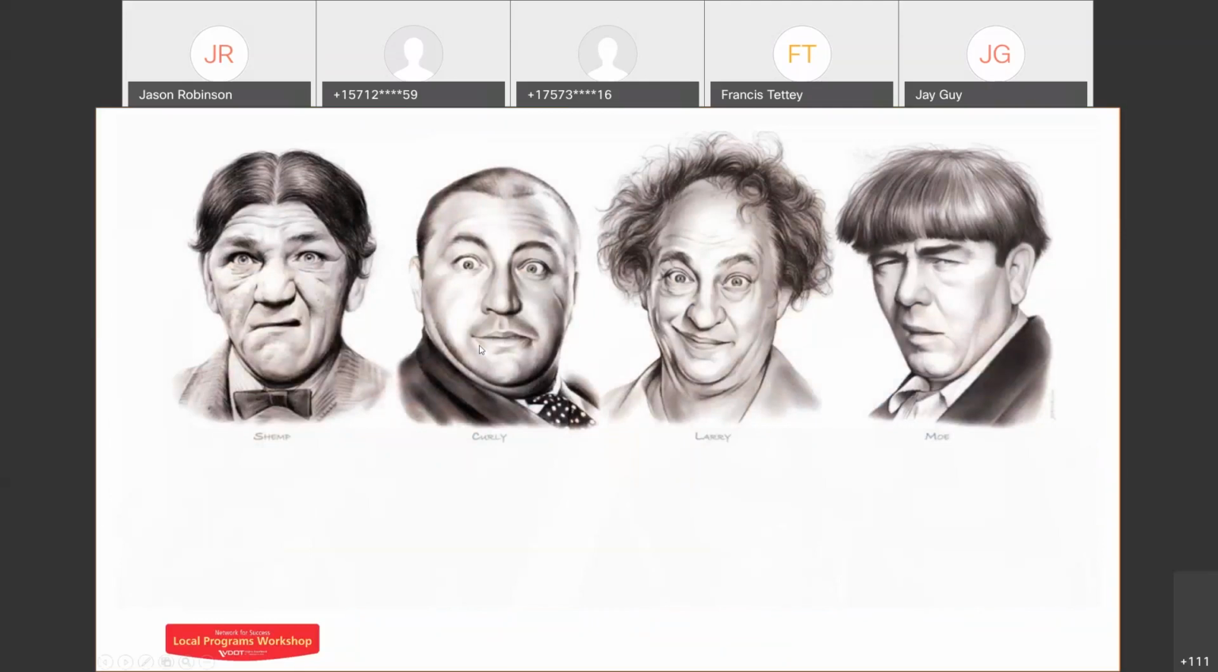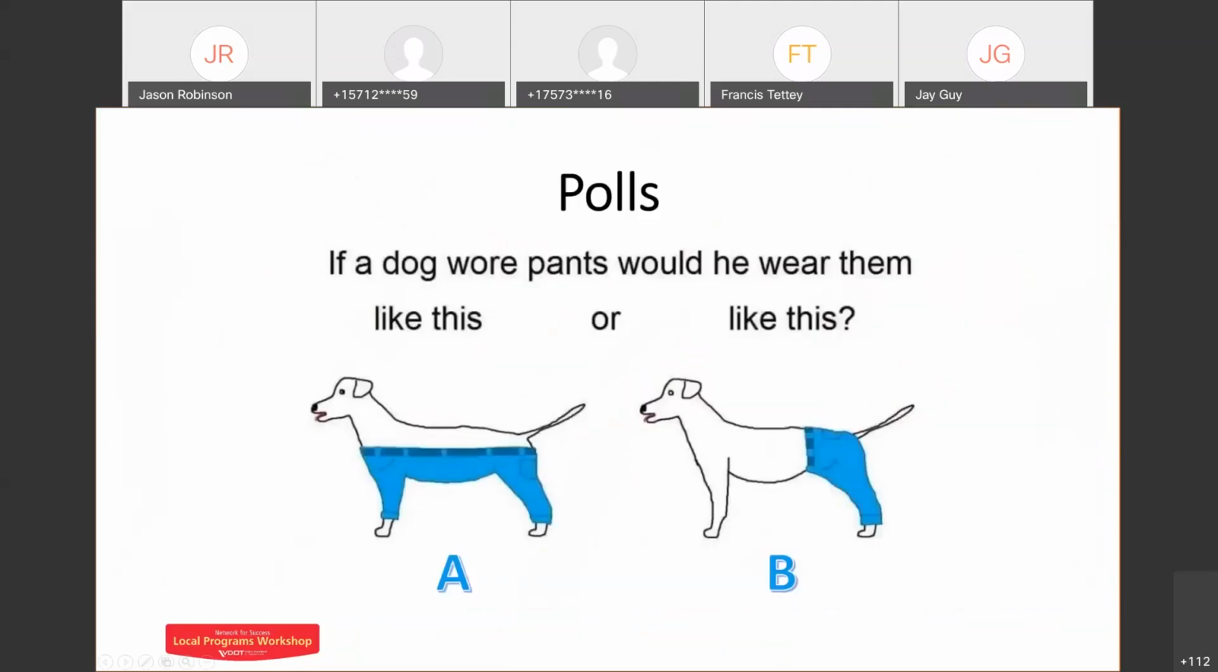So we're going to test out the polling feature first. First poll: if a dog wore pants, would he wear them like this or like this? So A or B, just testing out the poll, make sure it works.